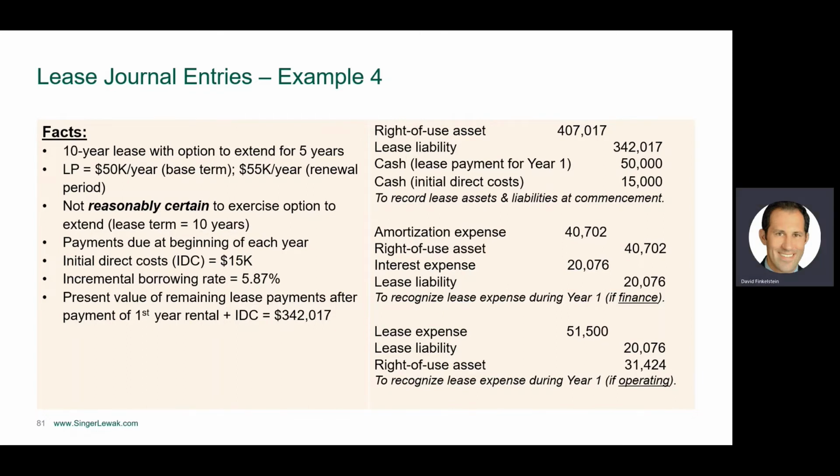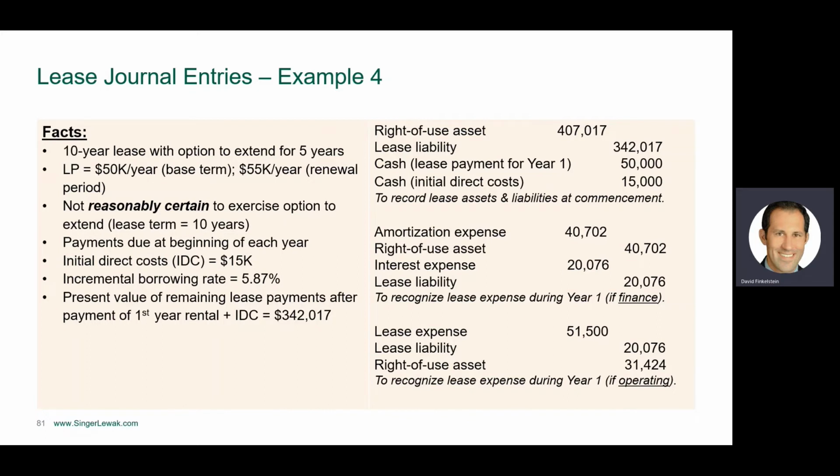Our initial direct costs in this case were calculated at $15,000. We've determined an incremental borrowing rate of 5.87%. And the present value of the remaining lease payments after the first year rental and initial direct costs comes out to $342,017. In this instance, we will record the following entries as a reflection of this lease agreement.